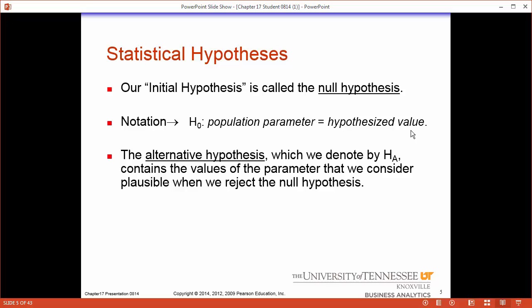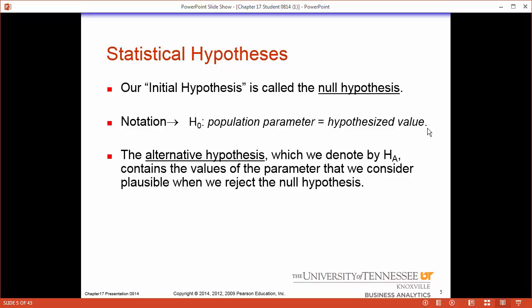You can sometimes use historic values for these. If in the past, UT loses 12% of freshmen a year, we might say that we believe this year UT will lose 12% of their freshmen to kind of transferring or not coming back. And we would see right here that our hypothesized value of the true proportion of freshmen we will lose is at 12% or 0.12.